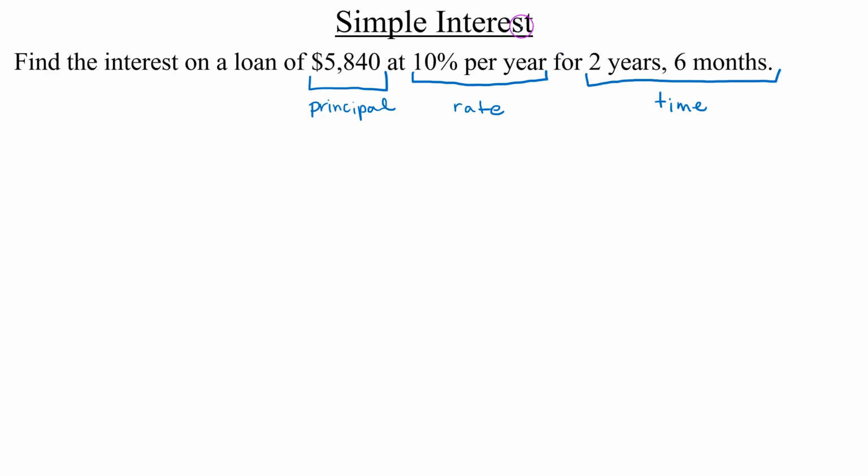We need to come up with an equation here. We have interest, that's I. We have principal, P, the amount of money that you borrowed. We have rate, R, and then we have time, T. So these four variables are related by I equals P, R, T.